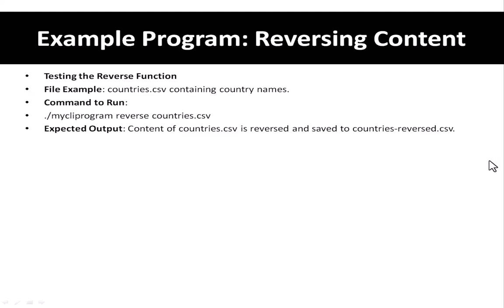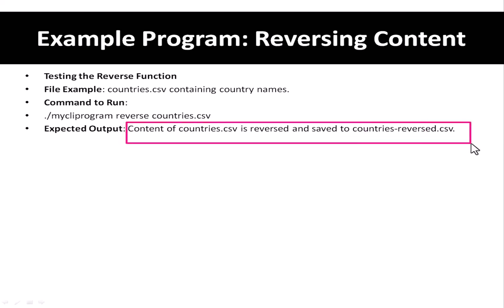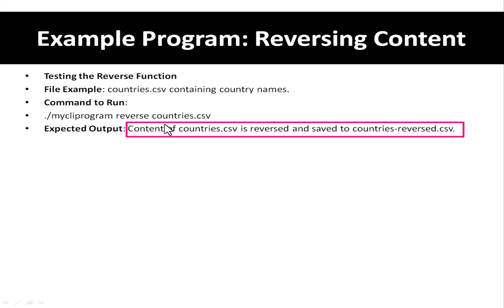For example, if you want to reverse the particular file, you can test the example with whatever program you want to use, and you can use the reverse countries.csv file. It is even capable of reading the csv file also.